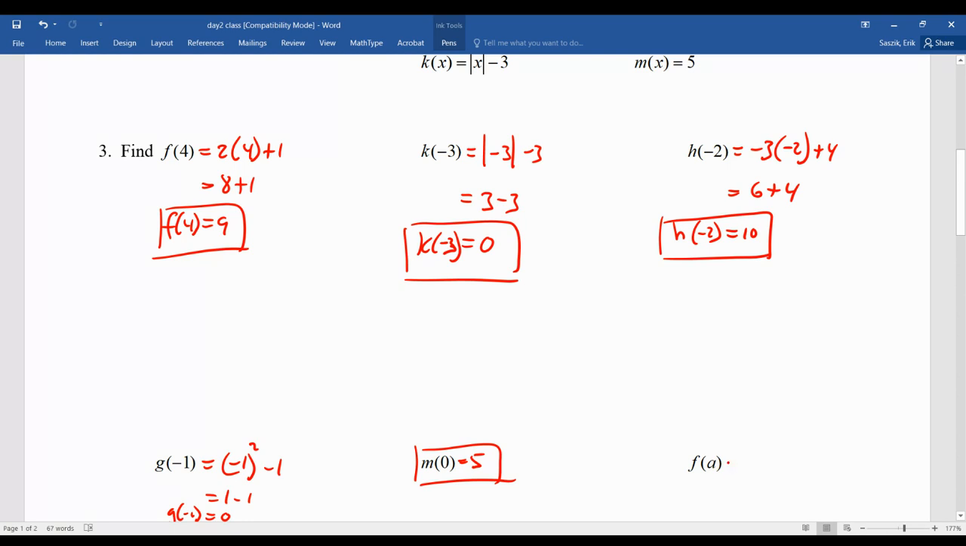This one is a little bit weird, but look at number 3. The first part of number 3. F of 4, we looked at the f function, and we replaced the x with 4. Now we're still looking at the f function, but we're going to replace the x value with a. So this will become 2a plus 1. Now we can't combine 2a plus 1, so we're actually done. This is called evaluating a function, what we just did there.